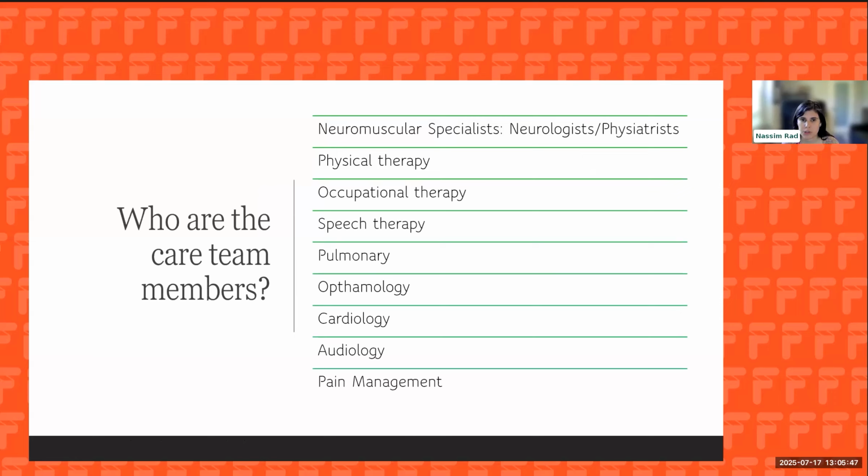But your care team also involves physical therapy, occupational therapy, speech therapists, pulmonologists, ophthalmologists, cardiologists, audiology, pain management, just to name a few. For some of you, you might be seeing an orthopedic specialist, you might need an endocrine specialist. And these aren't to say that all of these are specialists that you continue to see. Sometimes you're screened for something and then you only need to be seen when symptoms arise. So more of the core comes into the neuromuscular specialist, in addition to the PT and OT and speech therapists.